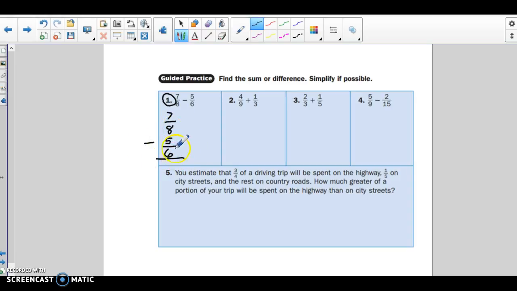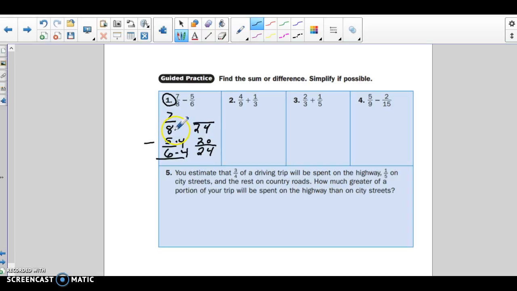Okay, what do both 8 and 6 have in common? 24. Okay. So the question is, what do we do to 6 to make it 24? Multiply by 4. What you do to the bottom, you must do to the top. All right. 5 times 4 is 20.